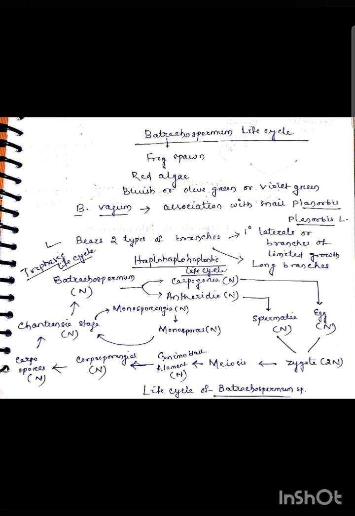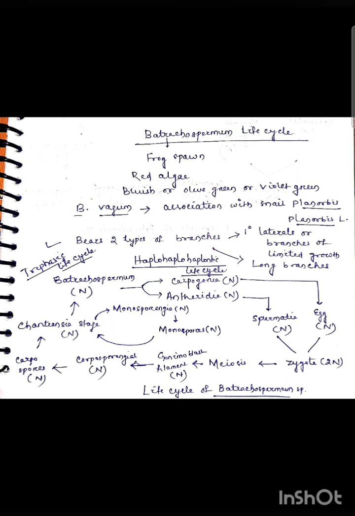Then the life cycle is very peculiar and it is a triphasic life cycle. Batrachospermum bears antheridia and carpogonia. Carpogonia is the female sex organ. Antheridia produce spermatia. Carpogonia produce egg. Then both fuse to form zygote. Zygote undergoes meiosis. After meiosis, gonimoblast filament is produced. From gonimoblast filament, carposporangia are formed. From carposporangia, carpospores are formed. Carpospores develop to form Chantransia stage, which again develops to form a Batrachospermum plant.